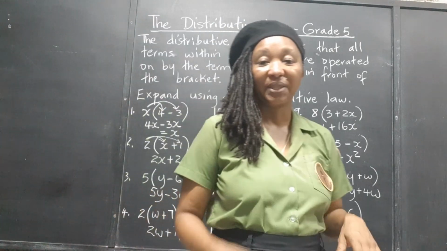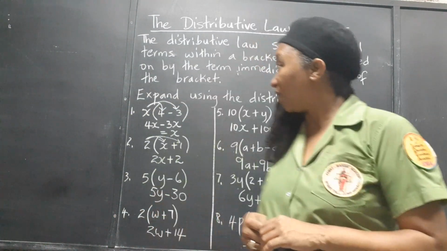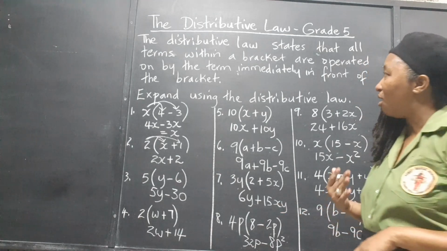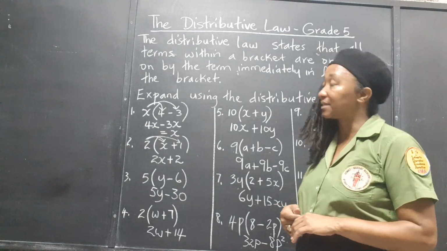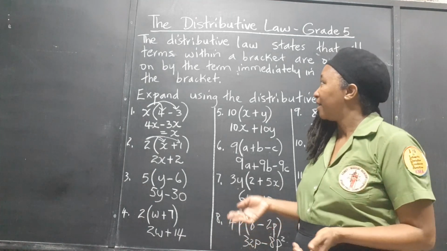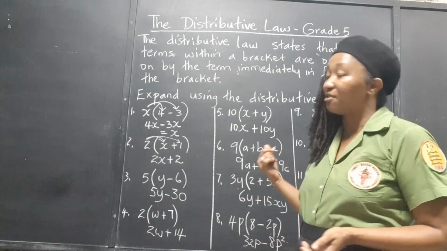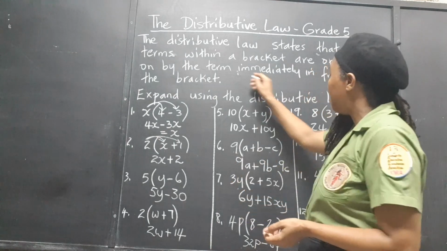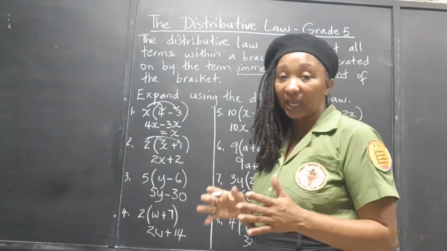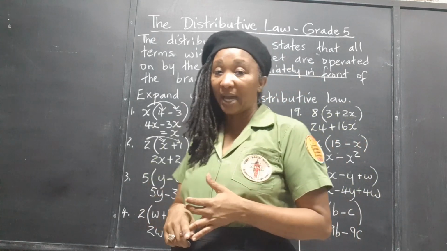Alright, so that is the distributive law. The distributive law states that all terms within a bracket are operated on or multiplied by the term immediately in front of the bracket. Immediately in front. Not separated from the bracket by a plus sign or a minus sign.